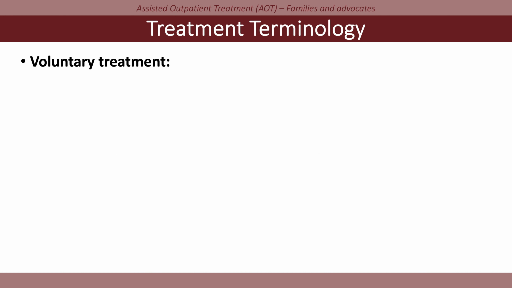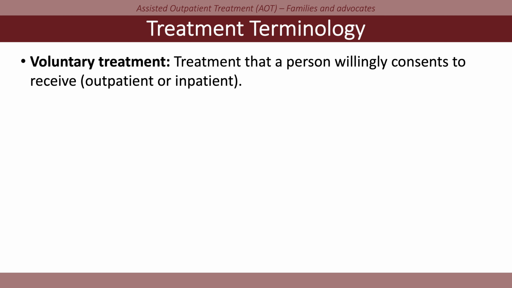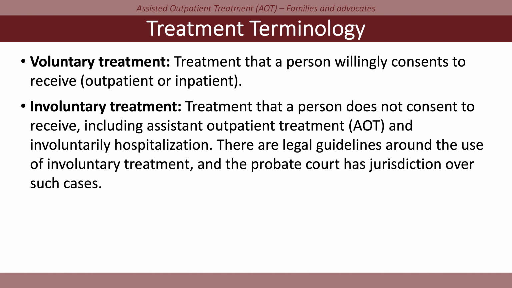Voluntary treatment. Voluntary treatment is quite simply treatment that a person willingly consents to receive. This can be either outpatient or inpatient. Conversely, involuntary treatment is treatment that a person does not consent to receive, whether it's inpatient or outpatient. There are legal guidelines around the use of involuntary treatment, such as those required for involuntary outpatient treatment, essentially what assisted outpatient treatment is, and the probate court has the jurisdiction over such cases.